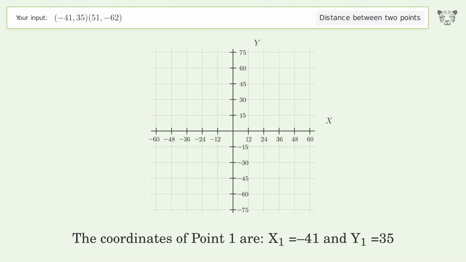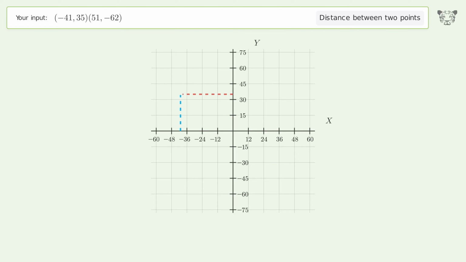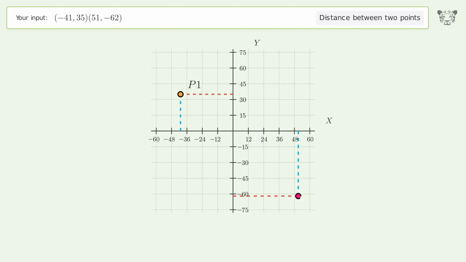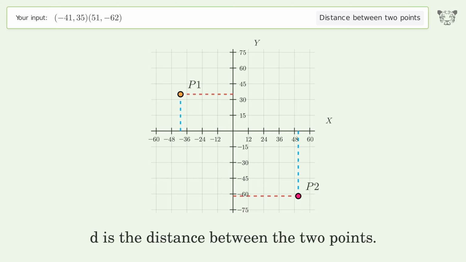The coordinates of point 1 are, x1 equals -41 and y1 equals 35. The coordinates of point 2 are, x2 equals 51 and y2 equals -62. D is the distance between the 2 points.